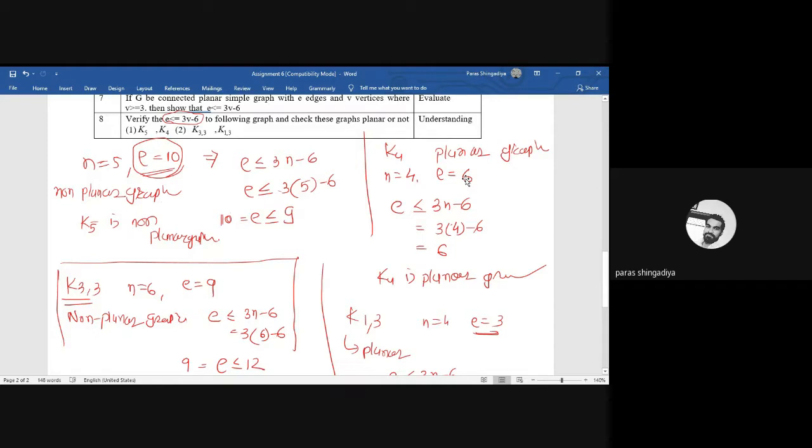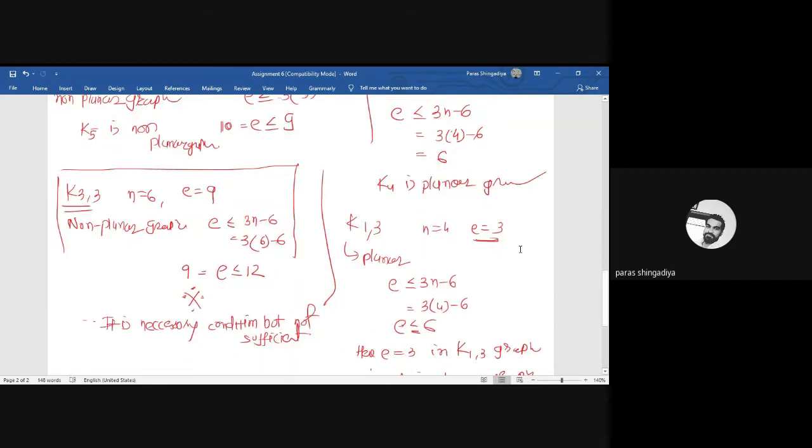And in K1,3, how many edges should be there? In K1,3, how many edges are there? 3 edges. Yes, it is planar. And as per the formula, how many edges can you consider? 6 edges you can consider to create a planar graph. And we have 3 here. So that is also a planar graph. Any confusion to anyone?